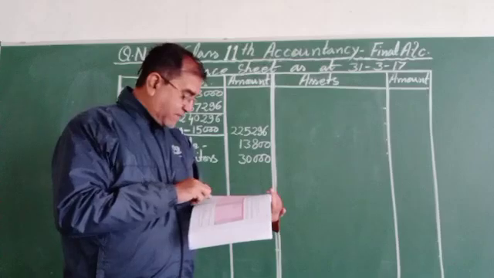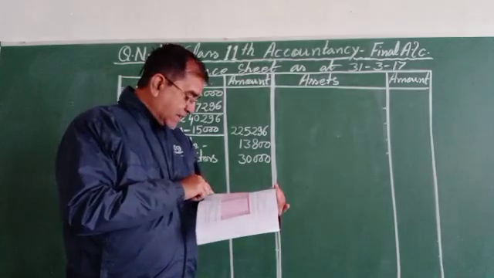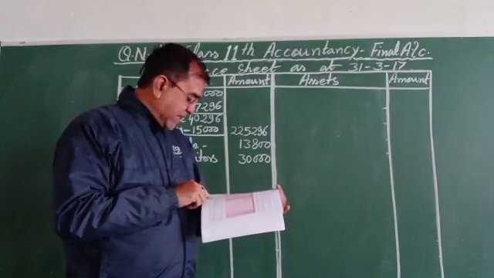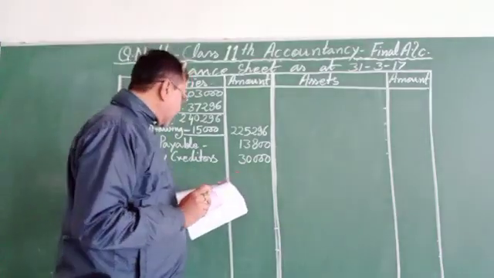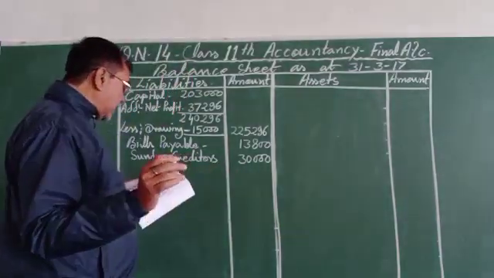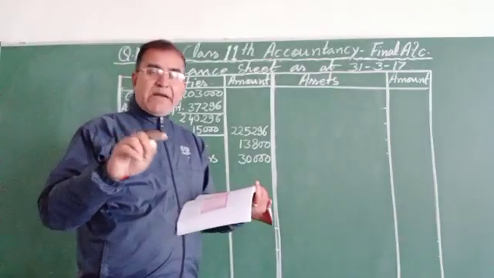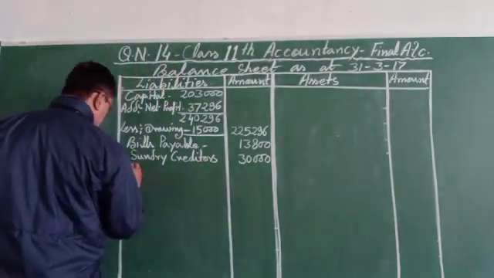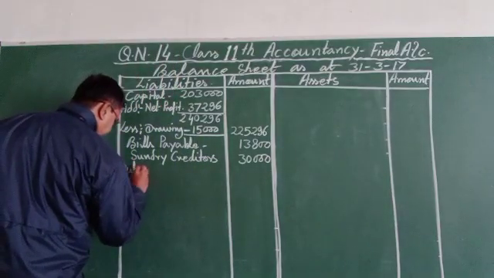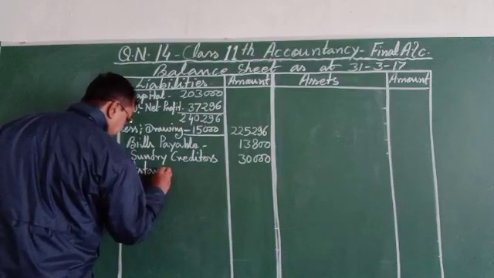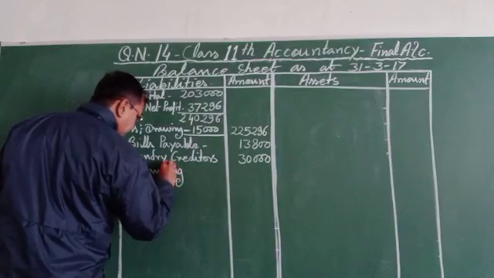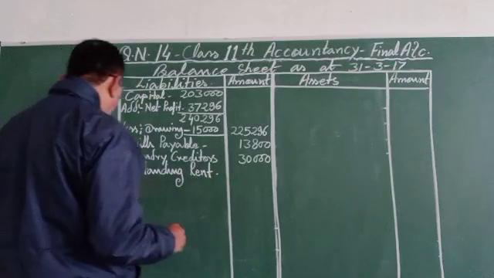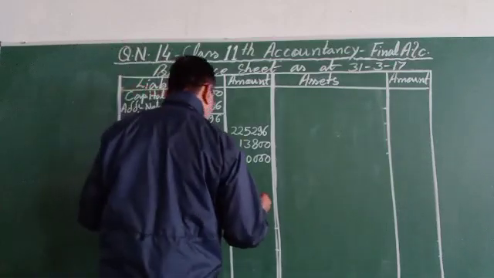Closing stock, depreciation on plant and machinery, and only three quarters' rent has been paid, the last quarter's rent being outstanding. So we can write outstanding rent over here, because it will be paid next year, so it is a liability. You can see that it is 900.